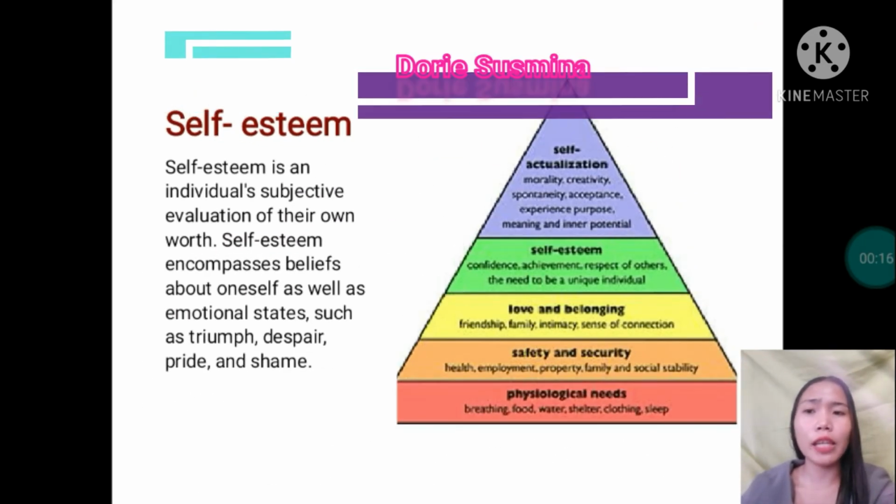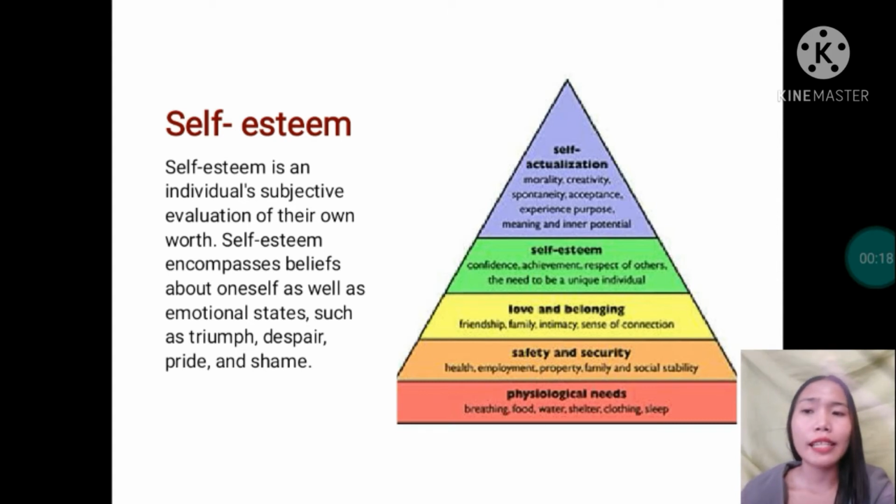Self-esteem is an individual's subjective evaluation of their own worth. Self-esteem encompasses beliefs about oneself as well as emotional states such as triumph, despair, pride, and shame. So when we say self-esteem, it is to evaluate your emotion, what you feel. And nagkakaroon din dito ng doubt sa sarili. And you are the one who knows or who judges your emotion, what you feel. At lahat naman tayo, di ba, may self-esteem. Hindi lang ito nakikita kundi nasa kalooban natin ito. And it depends on you how to handle the self-esteem in yourself.